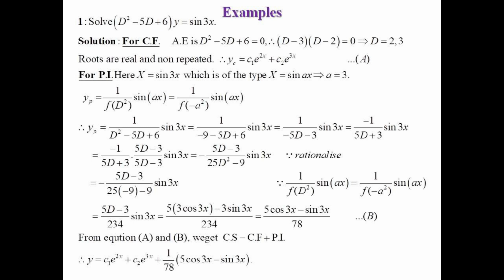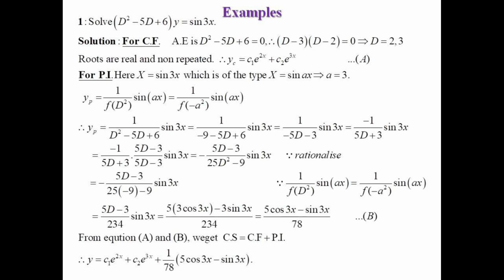If we first try to find the value of the complementary function, the complementary function is obtained by solving the auxiliary equation. So here the auxiliary equation is d square minus 5d plus 6 equal to 0. This is a quadratic equation. If we solve according to the quadratic equation method, we get the roots d equal to 2 and 3. Our second method is to find numbers whose product is 6 and addition is minus 5. These numbers are minus 2 and minus 3.